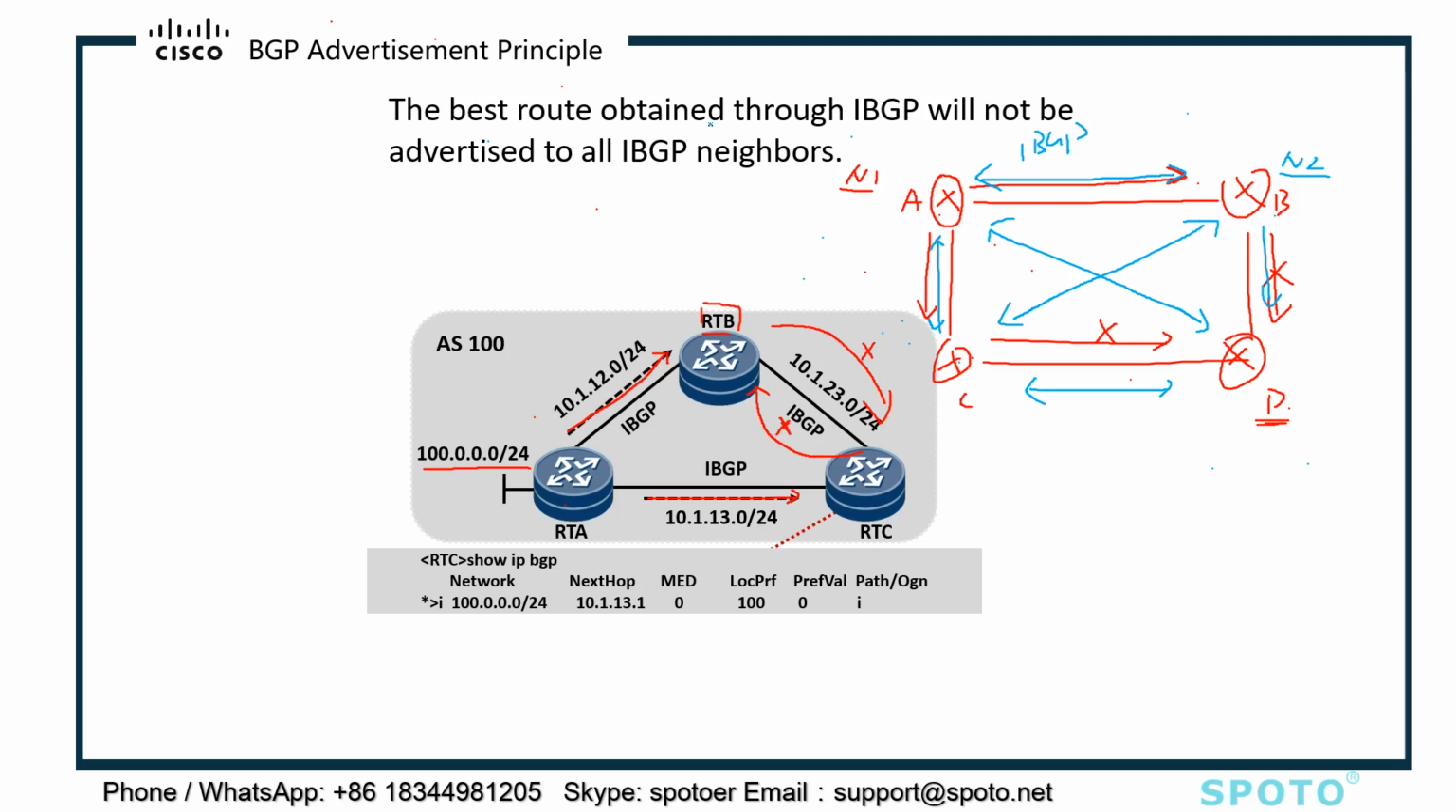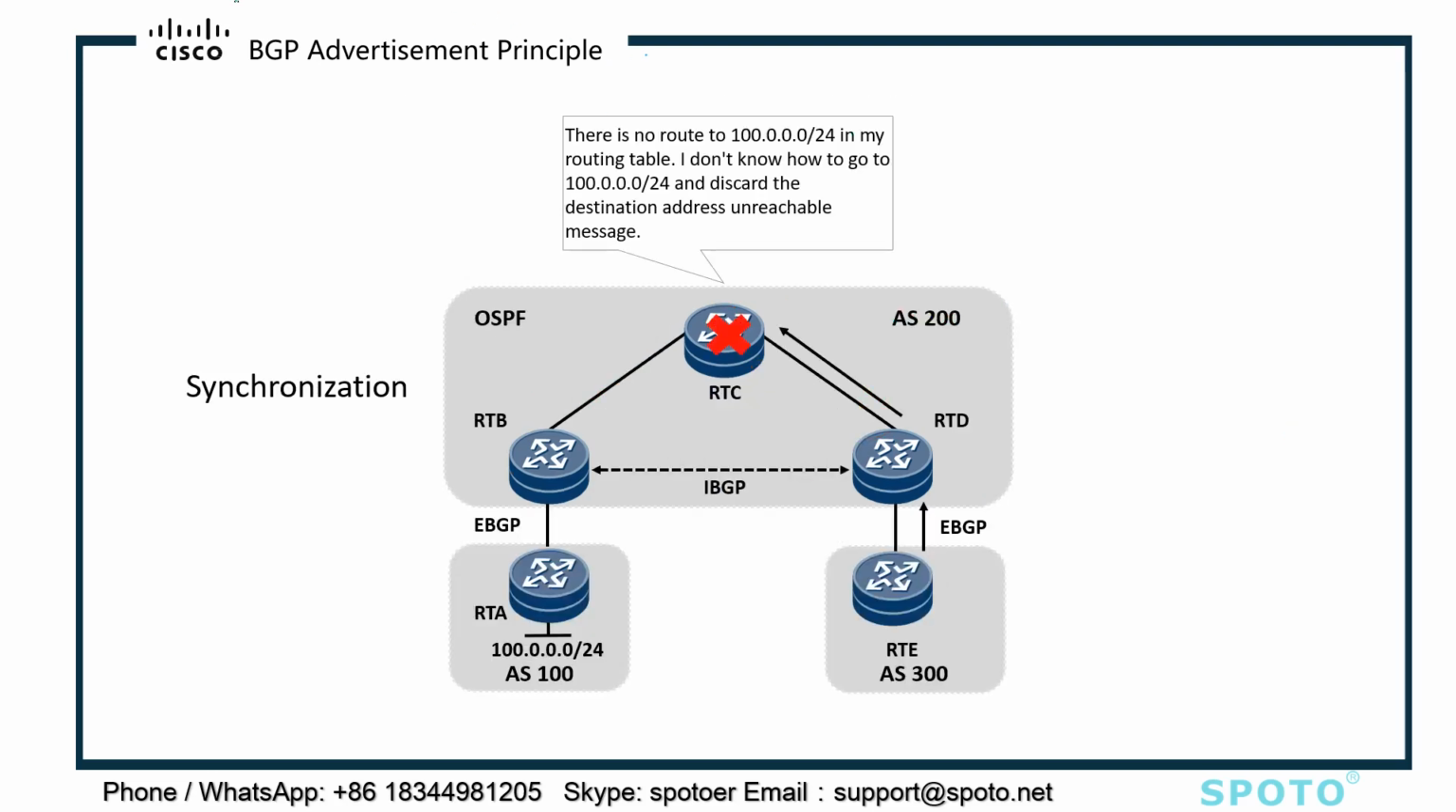Okay, so the next part is the last advertisement principle. It's about the synchronization. In this topology, we can see that we have three different AS. For AS 200 we have B, C, D, and RTA and RTE are in AS 100 and AS 300.